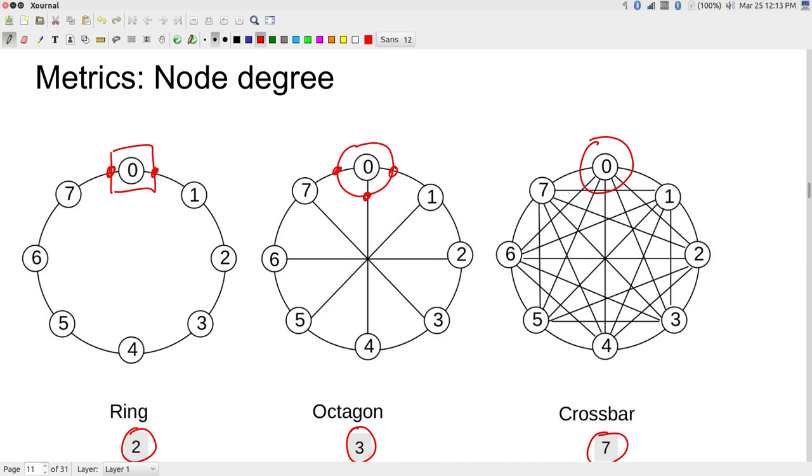So in some ways, what would you say about node degree? What is desirable? Higher the better, right? So the higher the node degree, the better, because it means that I have more choices in terms of where to send the data next. But from a hardware point of view, higher may not be good. From a communication point of view, higher is good.